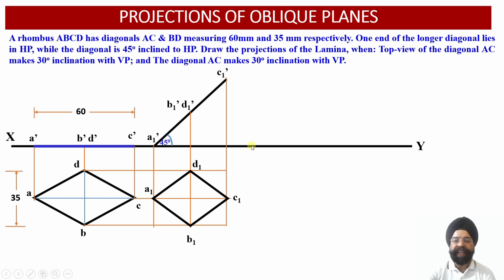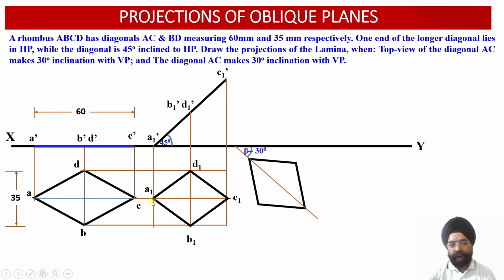Now in the second iteration, the information we have is the top view of this diagonal AC, which is A1C1. The top view of the diagonal AC makes an angle of 45 degree with the vertical plane. Now I am going to 30 degree with the vertical plane. So I am going to draw a locus line at an angle of 30 degree, and now this A1C1 will be located. Please see, A1C1 will be located along this line.